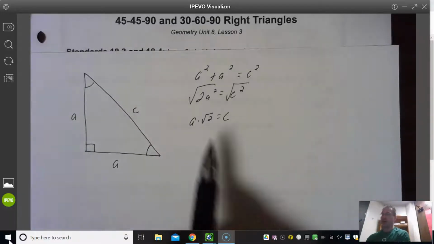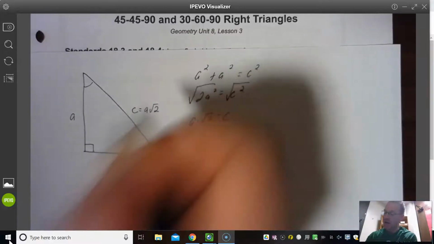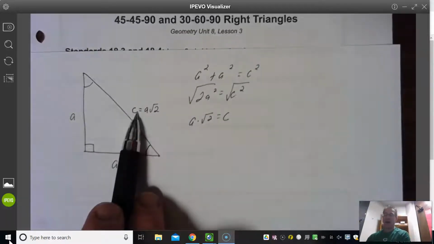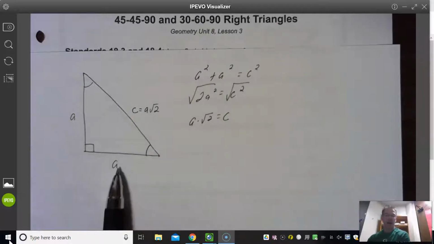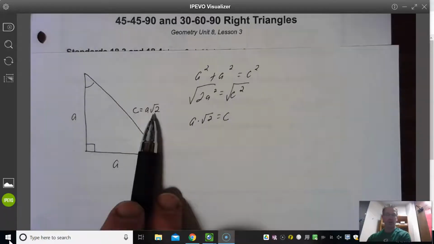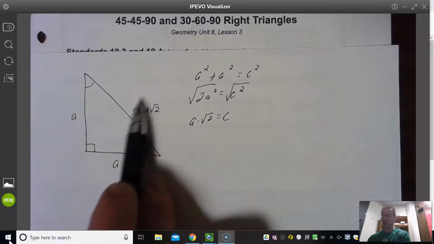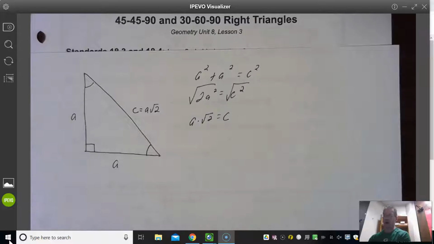What this is telling us is that C is always going to be A times root 2. So the hypotenuse is always going to be root 2 times larger than whatever side you have in your isosceles right triangle. If we know this side, we just multiply by root 2 to get to the hypotenuse. Then we can also go in reverse: to go from the hypotenuse to a leg, we divide by root 2.